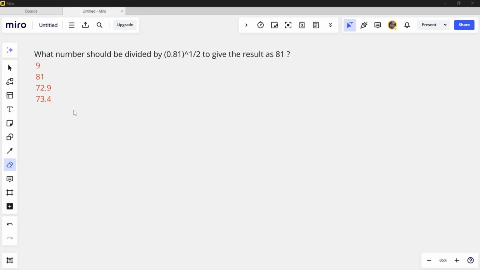As you can see, this is our question. What number should be divided by 0.81 raised to the power 1 by 2 to give the result as 81? Forget about the question for just a moment.